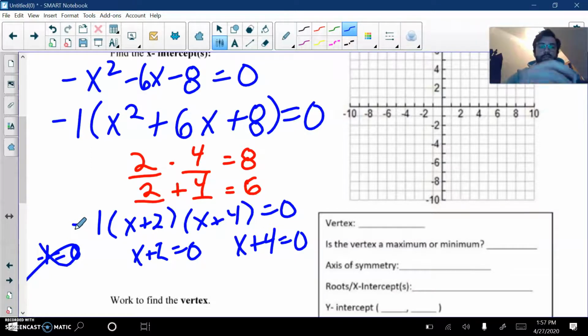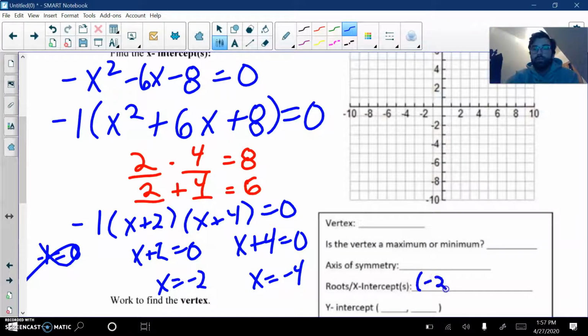If I subtract 2 from both sides here, I get x equals -2. Subtract 4, I get x equals -4. Intercepts, roots: -2, 0 and -4, 0. Plot them. It's a little hard to plot a point with this little stylus here. It's kind of tough. I'm doing my best here.